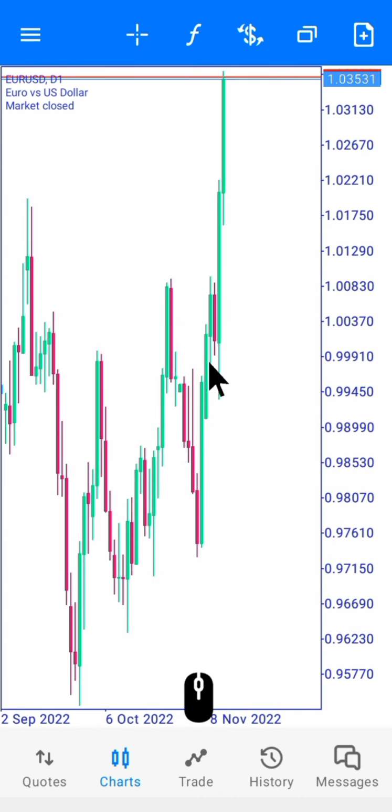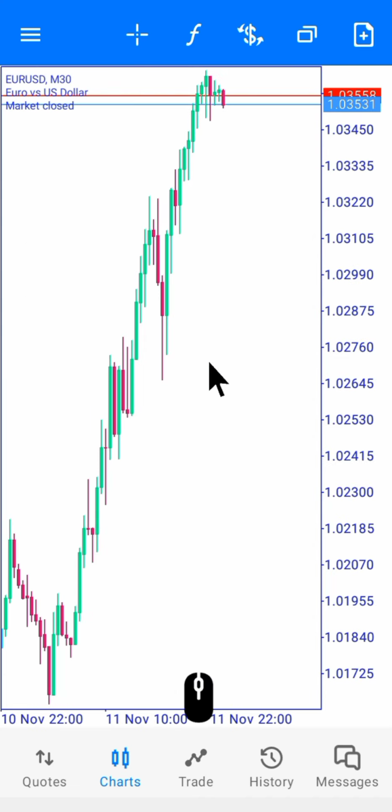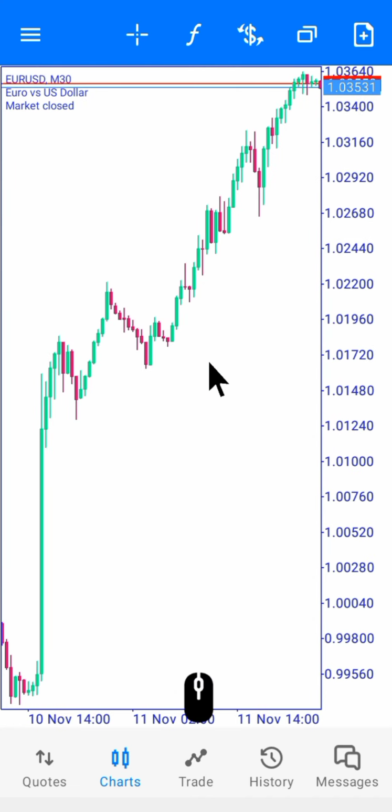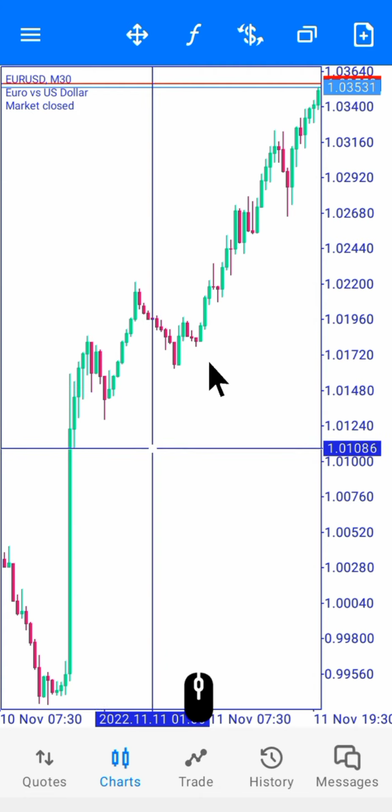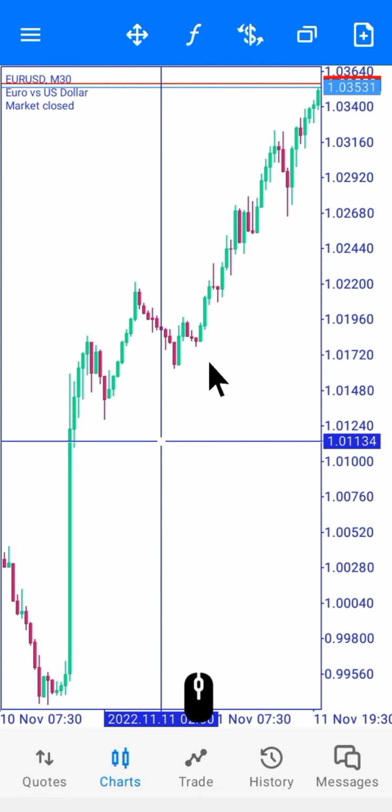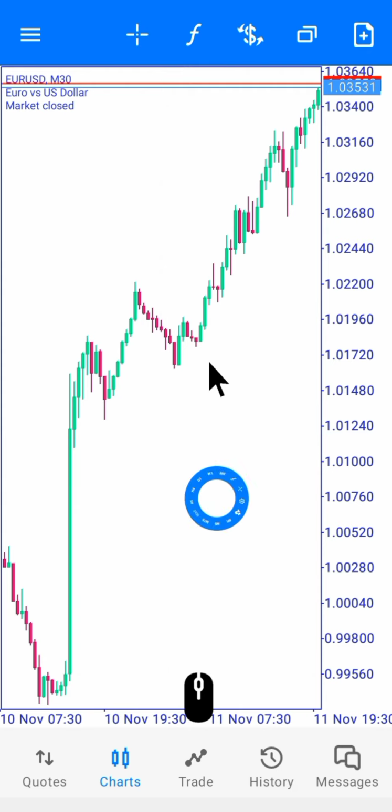Then let me go on the 30-minute candle I was explaining here. So I showed you how to set a stop loss and avoid your stop loss being eaten, and the market goes directly to your direction. It hurts. So this is how you can always avoid it.